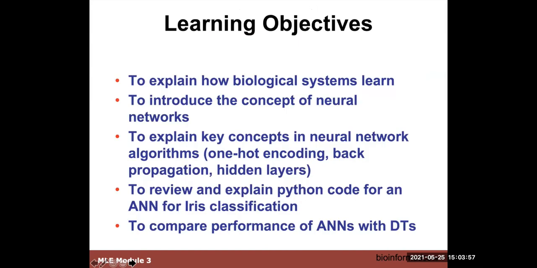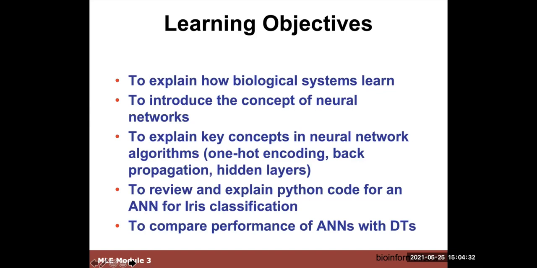So neural networks are essentially derived from our understanding of biology and neurons. And so I'm going to try and relate that information to the architecture behind neural networks and then explain how they evolved and how they were developed. Some of the key concepts with neural network algorithms are this idea of one-hot encoding, which I introduced earlier, backpropagation, and the idea of hidden layers and the need to have these to perform discrimination and decision. We're going to look at the Python code for an artificial neural network for iris classification.